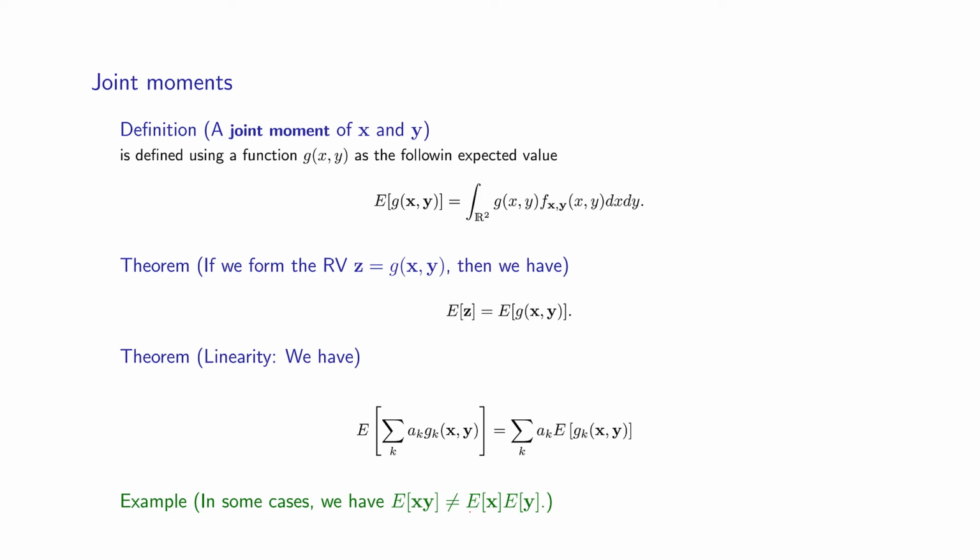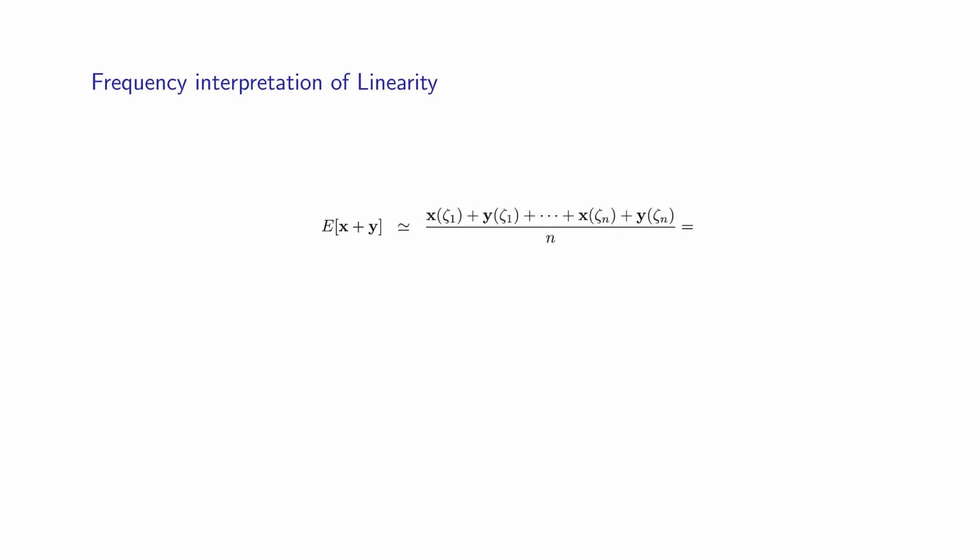As an example, in some cases we have the mean of xy not equal to the mean of x times the mean of y. For this property, you cannot put the expectation inside the function and so on. So remember that. But there are examples where the mean of xy is equal to that. Let's say, for instance, the mean of x plus y is the average of x plus y over the PDF. Remember that this is equal to the integral of x plus y, f_xy of x and y, dx dy. So you have a double integral, with x from minus infinity to plus infinity and y from minus infinity to plus infinity.